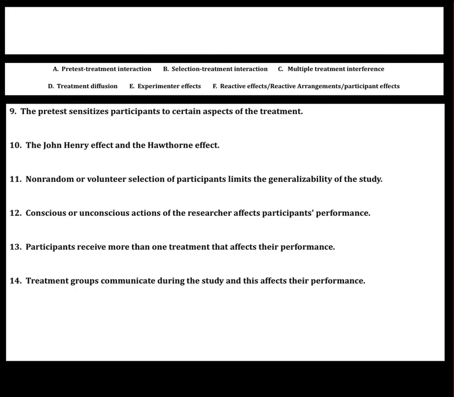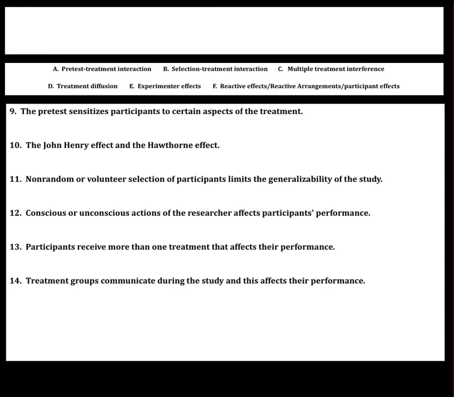Okay. Number 9, the pretest sensitizes participants to certain aspects of the treatment. That would be A, pretest treatment interaction. Number 10 is the John Henry effect and the Hawthorne effect. That would be F, reactive effects or reactive arrangements. Number 11, non-random or volunteer selection of participants limits the generalizability of the study. That would be selection treatment interaction.